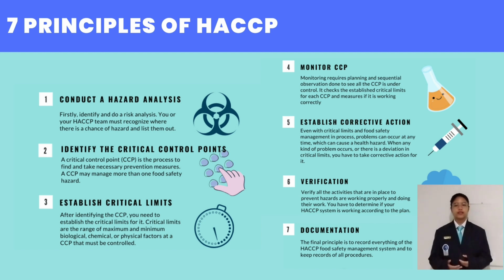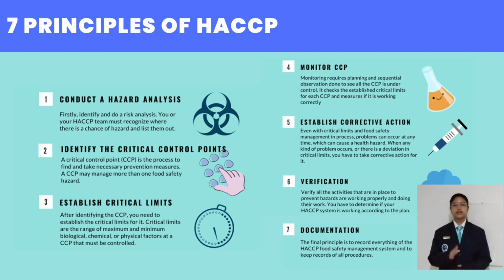After that, we should establish critical limits. After identifying the CCP, we should establish this point. Critical limits are the range of maximum and minimum biological, chemical, and physical factors of a CCP that must be controlled. And the fourth one is monitoring CCP. Monitoring requires planning and sequential observation done to see that all the CCPs are under control.